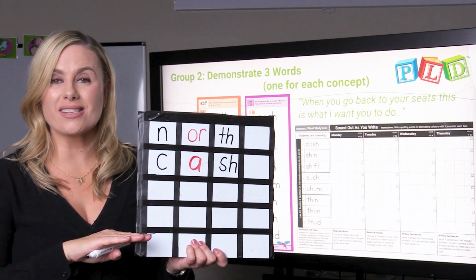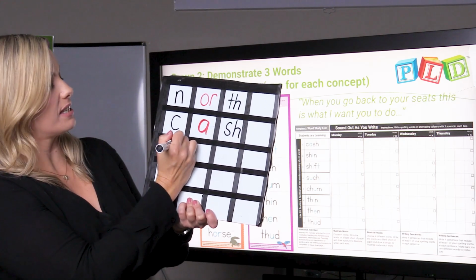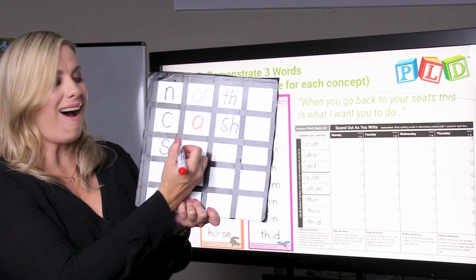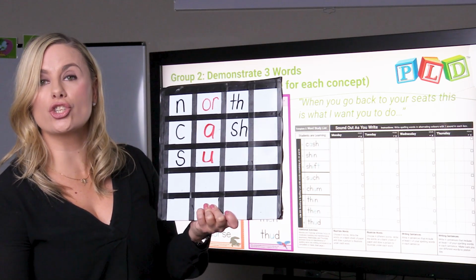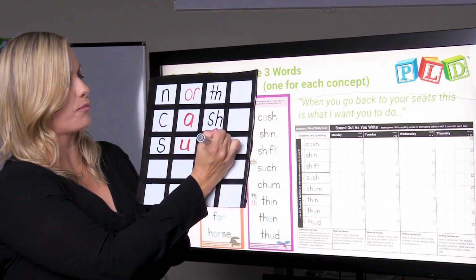Read the word such. Sound it out. What's my first sound? S. Sound and write s. What's my next sound? Ah. Sound and write ah. My final sound is ch, ch. Sound and write ch into the third sound box.